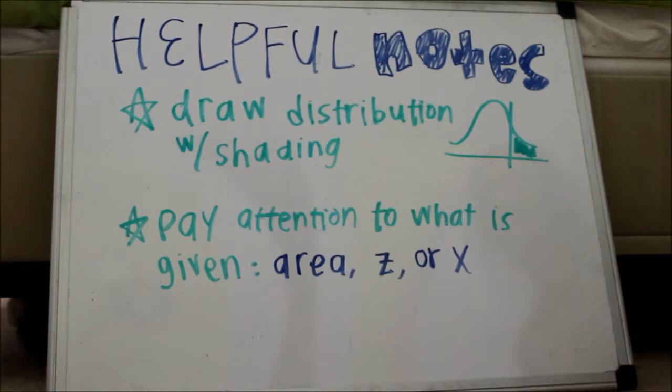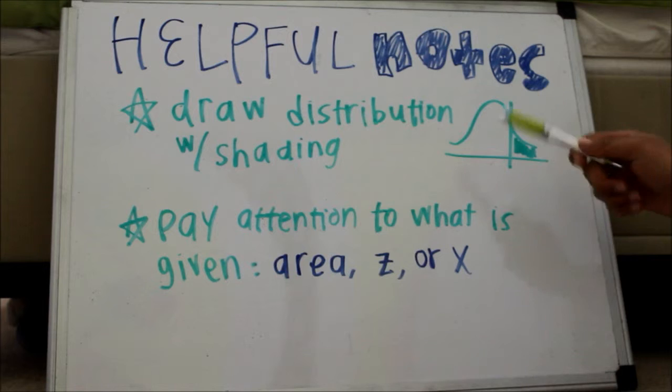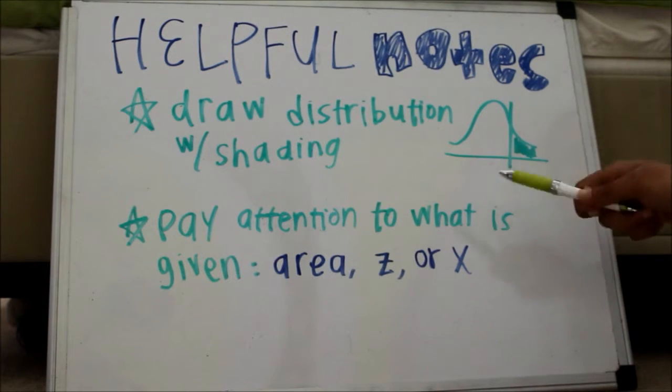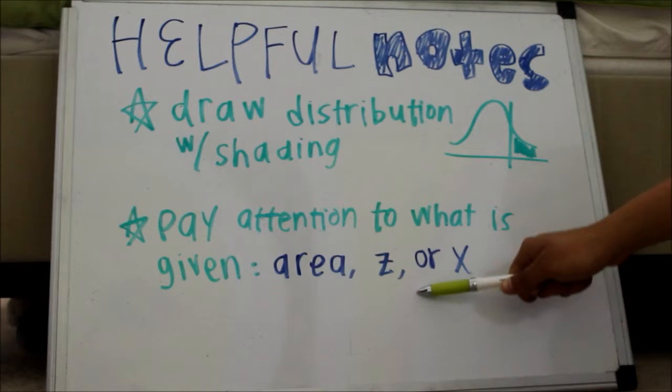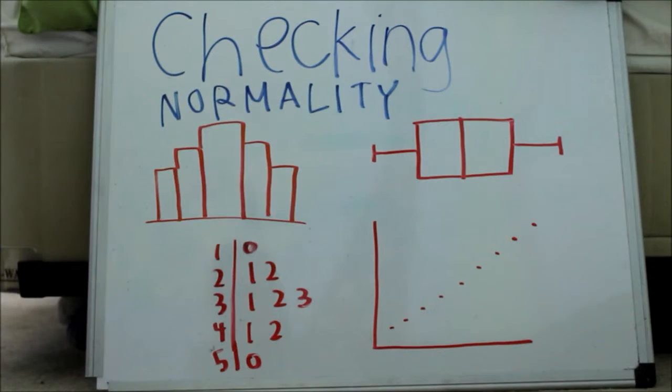So some helpful notes and tips for when you're dealing with problems that ask for a probability: draw out the distribution with the shading so you know which way to shade. If the probability asks for greater than, shade here, less than, shade there. And also pay attention to what's given, whether the area is given, a z-score is given, or the x is given. Also, just some reminders again.